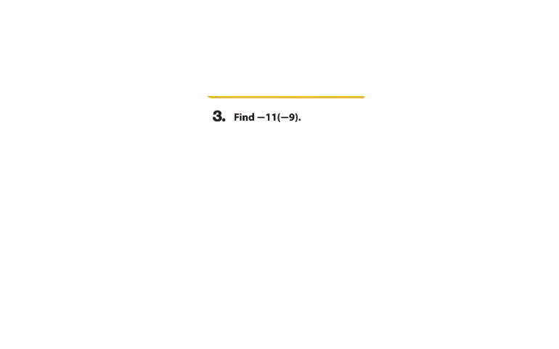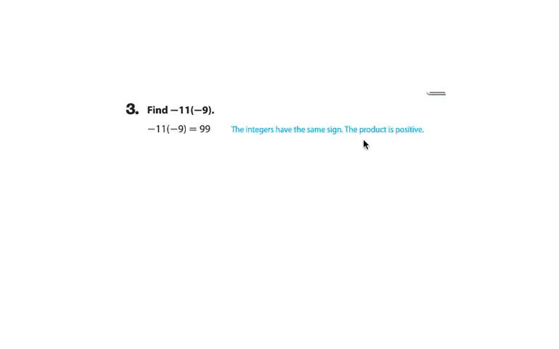Let's take a look at this example. Find negative 11 times negative 9. Well, they are both negative. Both integers have the same sign. So the product must be positive. So 11 times 9 I know is 99. So my product should be a positive 99.